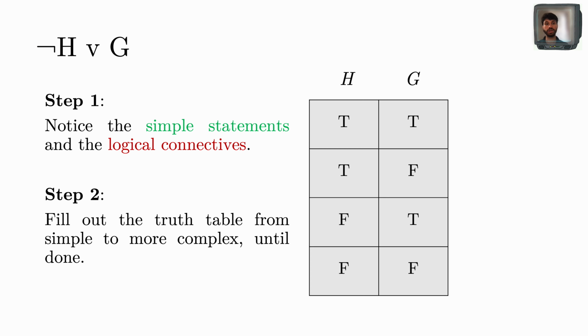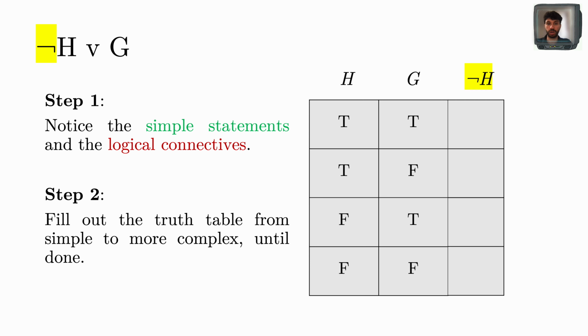Okay, so now we want to remember to go from the most simple to the most complex, and the next step in the most complex is the not H. Okay, so let's draw the truth table for not H. So how do we do that? Well, what elements are we going to draw upon? We're going to draw upon the first column, which is the truth value of H, right? So we look at the first column and we see, okay, if H is true, then not H is false.